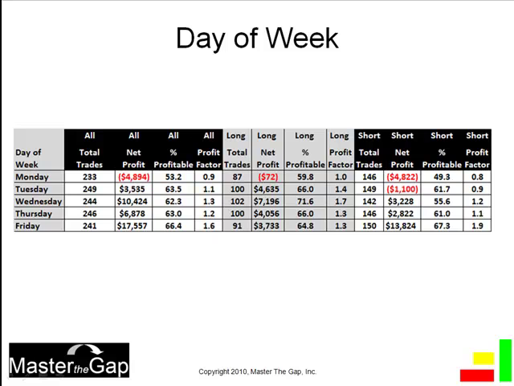The first thing that jumps out is Mondays are a day that you could avoid gaps on Google, and Fridays are days that certainly are advantageous to trading Google gaps. If you look at this number, "all" means that it's looking at both long and short. So let's first start by defining what long and short means.